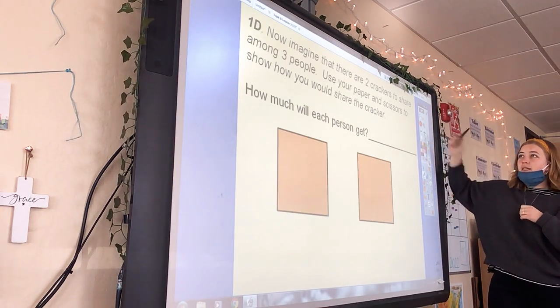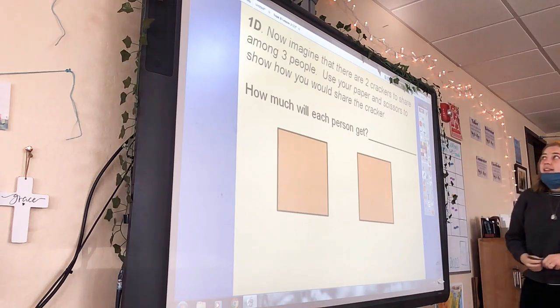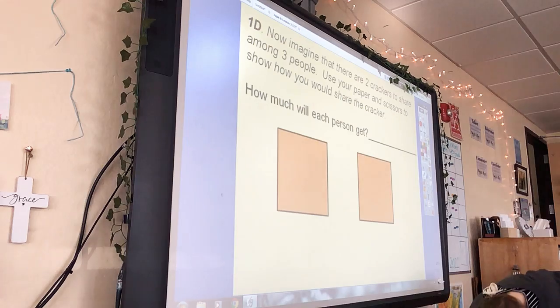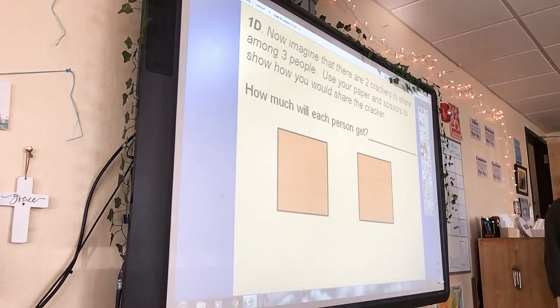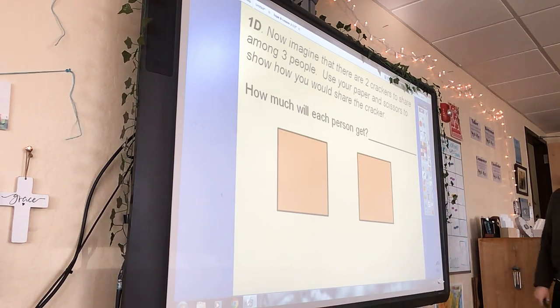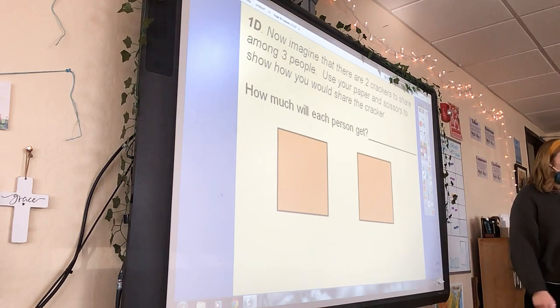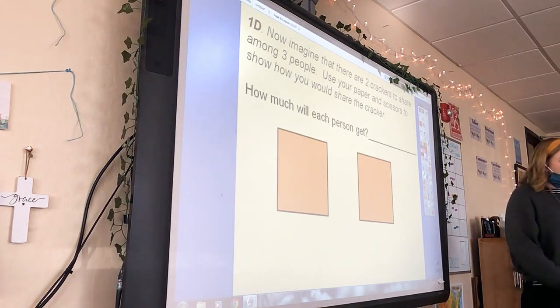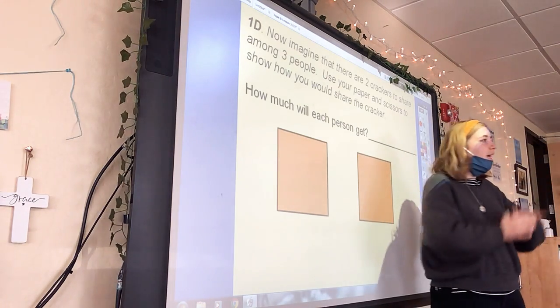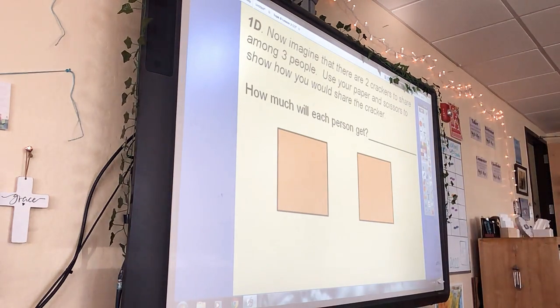Now imagine that there are two crackers to share among 3 people. So now, Mika, you guys are just chowing down on crackers today. You found 2 more crackers, and you're going to split it between the 3 of you. Now, I want you to talk to your elbow partner about how much each person would get from these 2 crackers. Don't say it out loud. Just talk quietly with your elbow partner. Ready? Go.